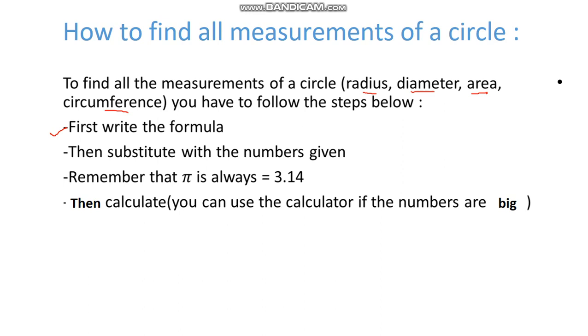Then substitute the numbers given to you. If the radius is given, replace the radius with the given value. And as I said before, the value of pi is 3.14 or 22/7. Then finally we go for the calculation. As it is grade 6, we are not allowing you to use a calculator, but it is mentioned there. In grade 6, in the exam paper, you should do it without a calculator.